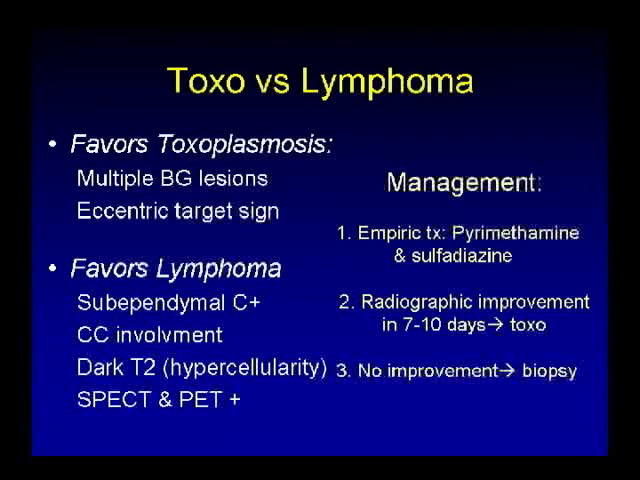So how do we distinguish toxoplasmosis from lymphoma? Well, there are really no rules here. There are some guidelines you can use. If they're multiple, you can favor toxoplasmosis. The eccentric target sign actually is a very good sign. It's not very sensitive, but it is specific.